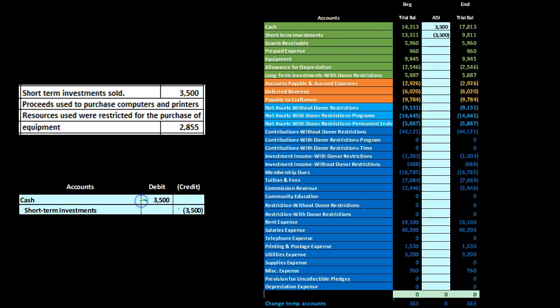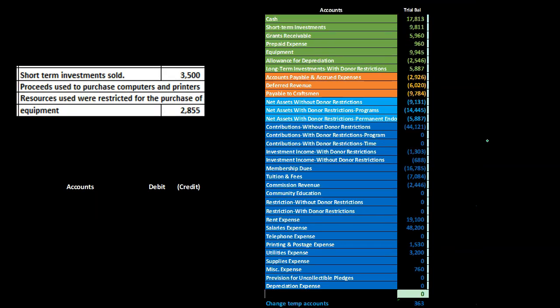Transaction here then, cash. If we post this out, it's going to be increasing the cash account with that debit to the 17,813. And then we're going to credit the short-term investment. Here's the short-term investment. We will then credit it to bring it down to the 9,811. No effect on the income statement or statement of activity type of accounts in the dark blue. No effect to what would be net income or change in the net assets.